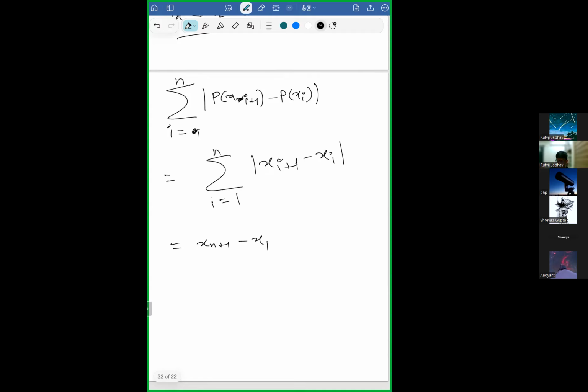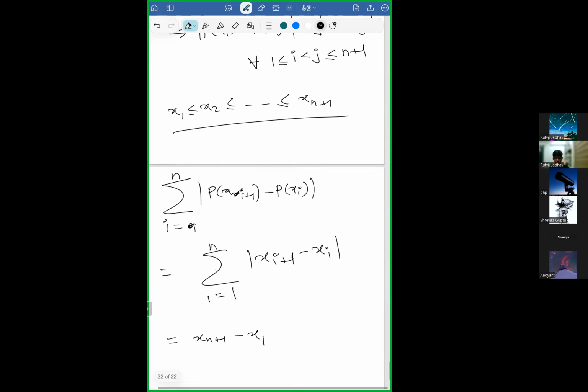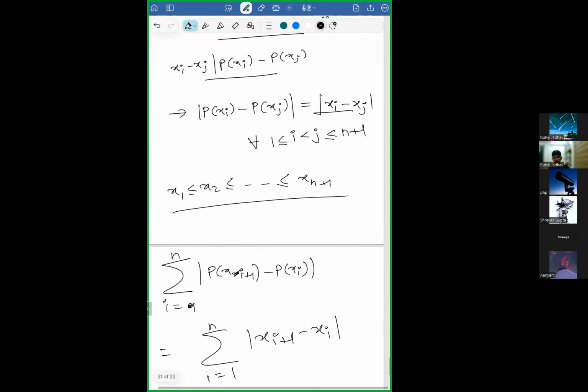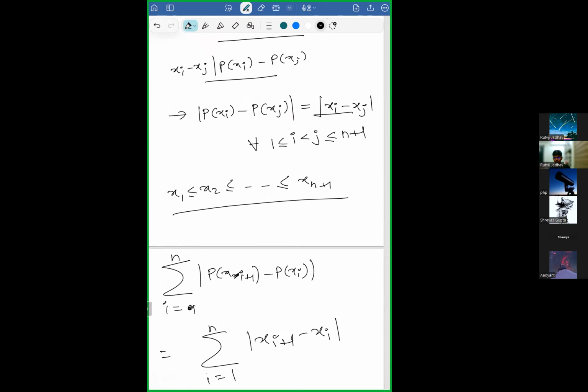What I did here is assume that xi is non-decreasing. Basically, x1 less than or equal to x2 less than or equal to, and so on until xn plus 1. So if I take p of xi plus 1 minus p of xi, that equals mod of xi plus 1 minus xi. But xi plus 1 is greater than or equal to xi, right? So we can just remove the mod right away.